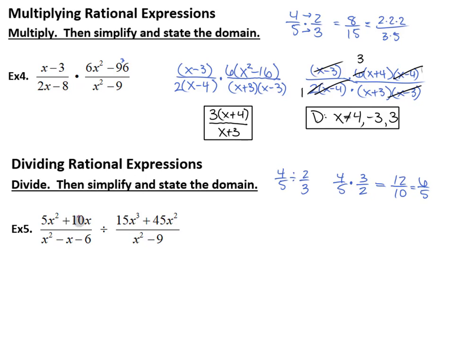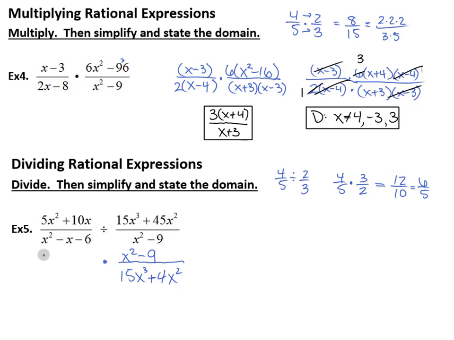Okay, so all we need to do in this problem to change it like a multiplication problem is to multiply by the reciprocal. So all we're going to do is flip this thing upside down. x squared minus 9, 15x cubed plus 45x squared.